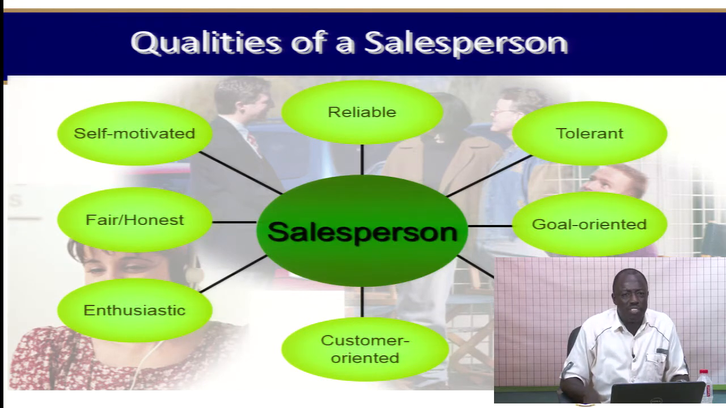Now, salespeople should have certain qualities. They must be reliable, tolerant, and goal-oriented. They must definitely know what they want to achieve, be dedicated to a cause, customer-oriented, and enthusiastic about their job. They must be fair and honest to themselves and customers, and self-motivated. They should not just be thinking about the reward.